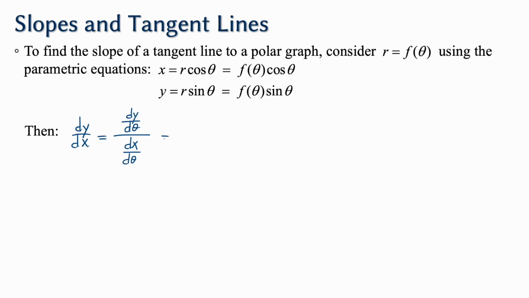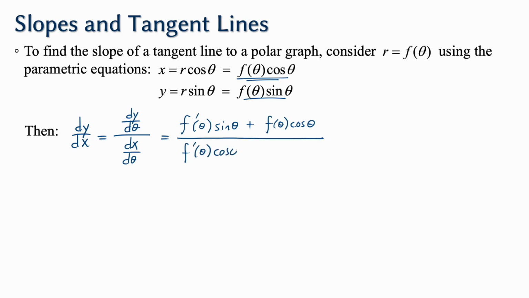The way this works out is for dy d theta, we do a product rule. We take f prime of theta, whatever that may be, times the sine of theta, plus cosine theta times our f of theta. Then in the denominator, we find dx d theta. We do the product rule with this one too. That gives us f prime of theta times the cosine of theta, and then the derivative of cosine, remember, is negative sine, so we multiply that times our f of theta.